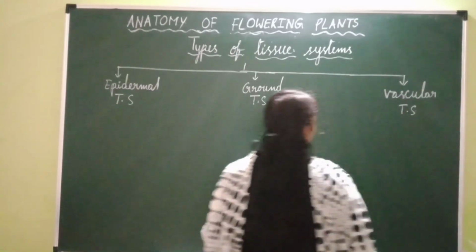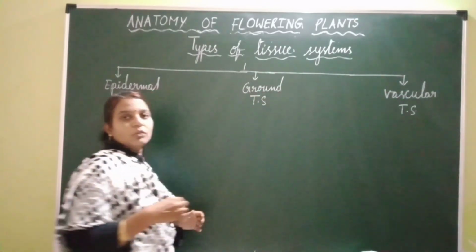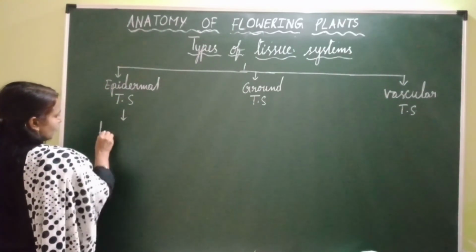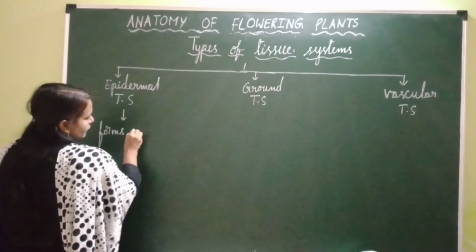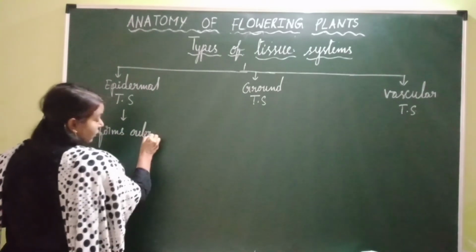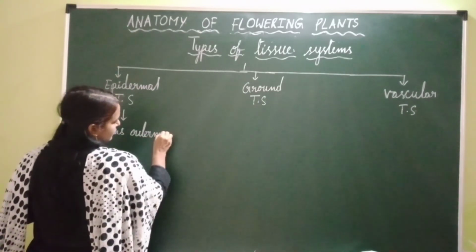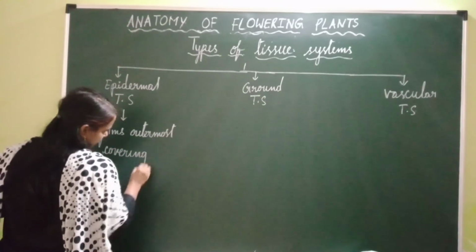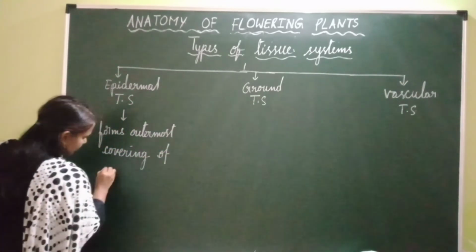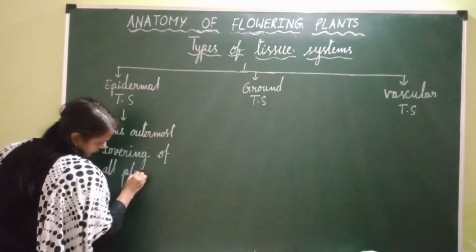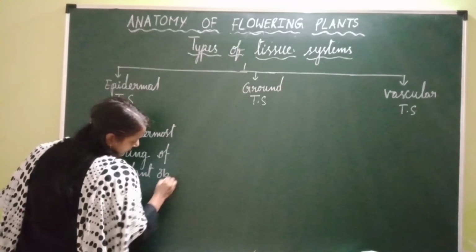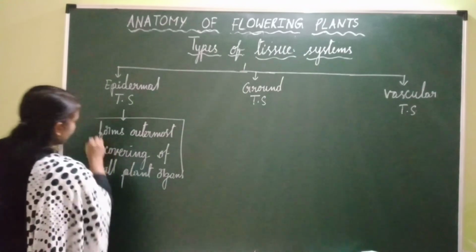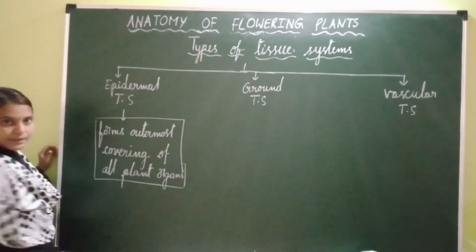Okay, so this epidermal tissue system forms the outermost covering of all the plant organs. That is called epidermal tissue system. And this epidermal tissue system consists of two components. Those two components are epidermis and epidermal appendages, right?